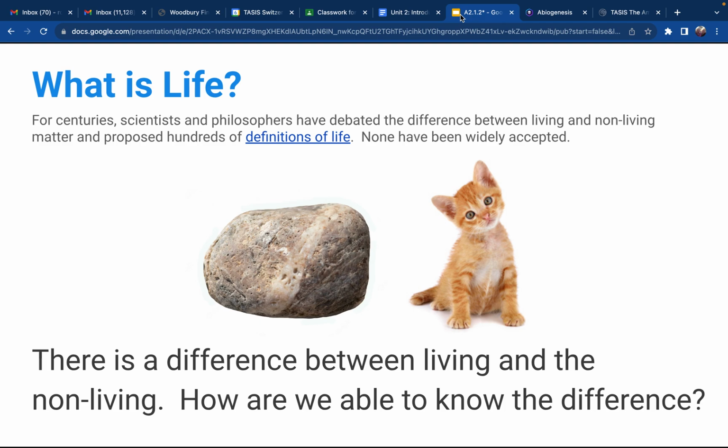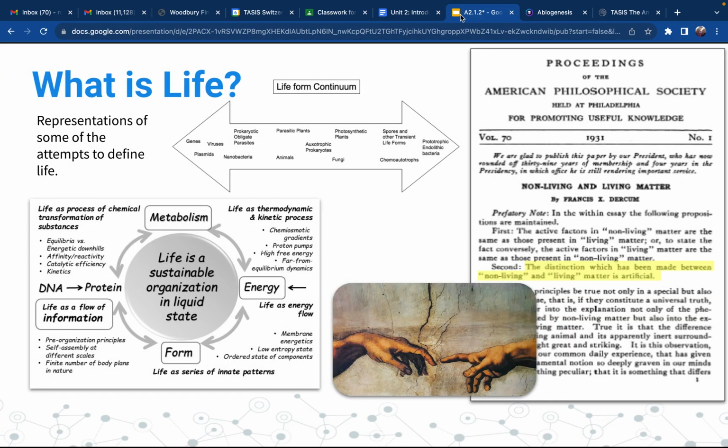So if you were asked, someone stopped you on the street, what is life or what makes something alive, I think we all have a general notion. We know that a rock, for example, is not alive and a kitten is alive. But when we get into the details, sometimes things can be a bit confusing. There's been lots and lots of definitions as to what makes something alive.